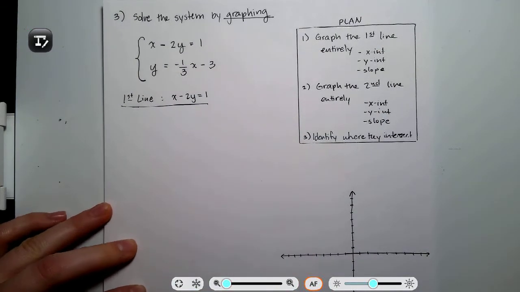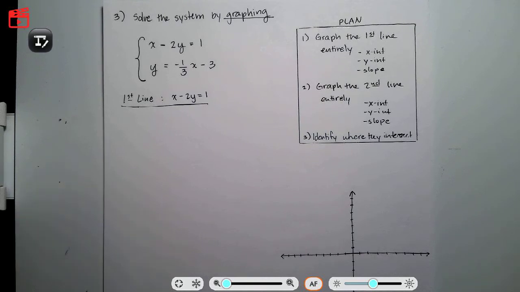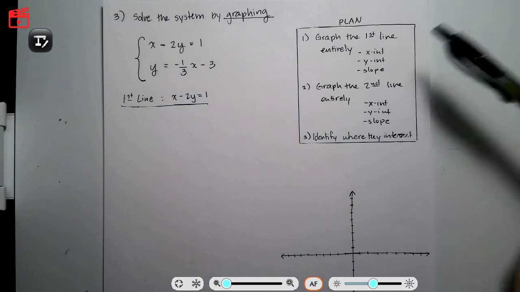Ooh, that was an ugly line. Okay, go ahead and pause the video and see if you can find the x-intercept, the y-intercept, and the slope.